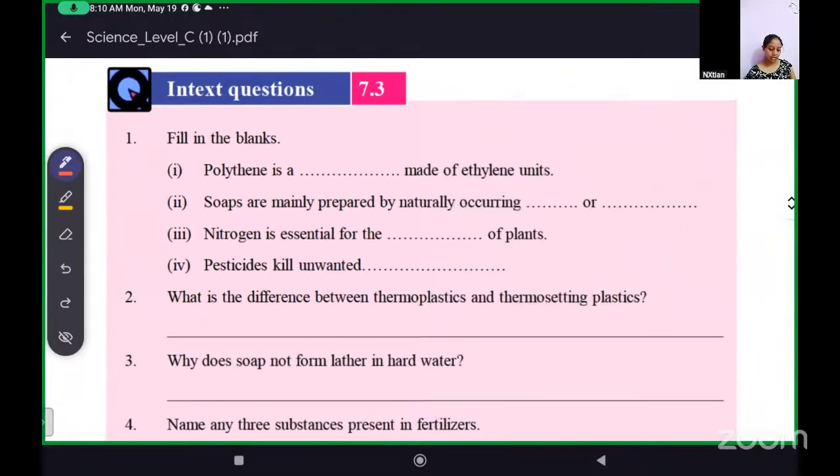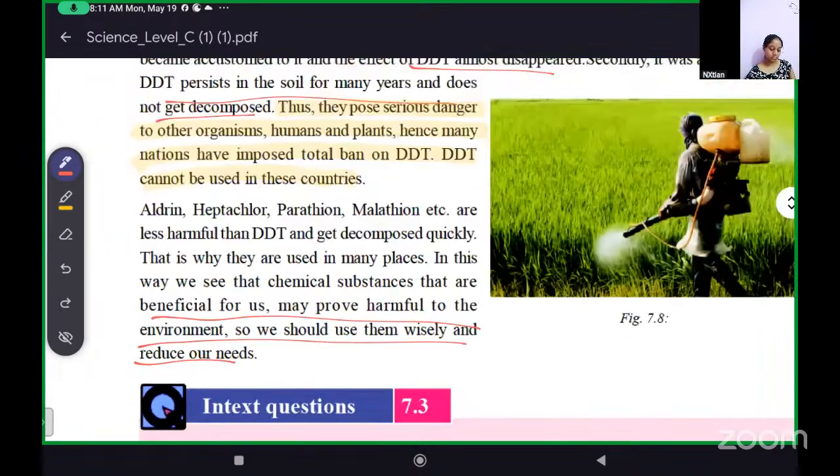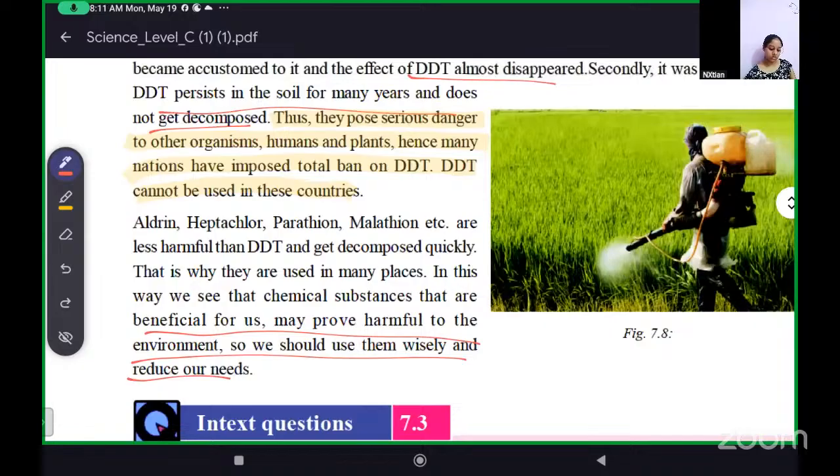Then let's try out in-text question 7.3. Yes, Abraham. I disagree with what they said in the last sentence. Because it's saying that in this way we can see that chemical substances that are beneficial for us may prove harmful to the environment, so we must use them wisely and reduce our needs.